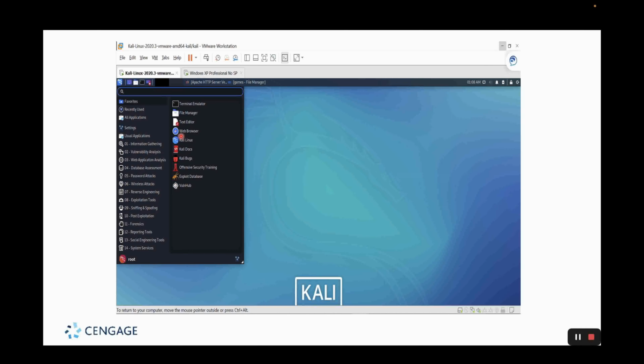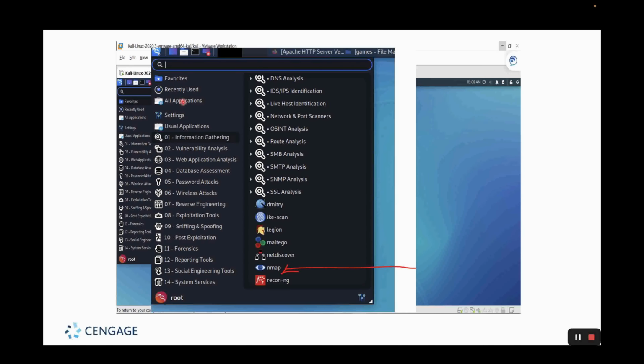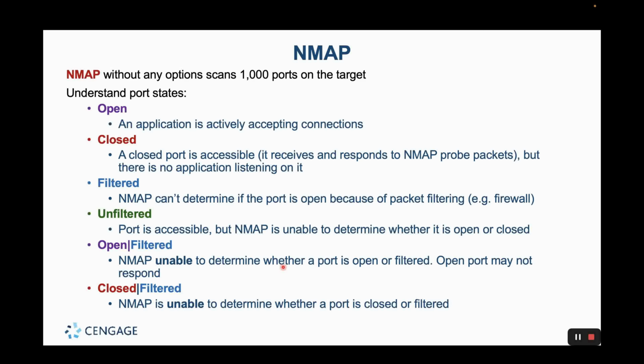Now, how to access Nmap? You start your Kali Linux, you click on applications, and then you will find it under favorites or recently used. So you could find it here, in this section over here. Now, let's look at Nmap without any options, by the way. It scans 1,000 ports on a target.